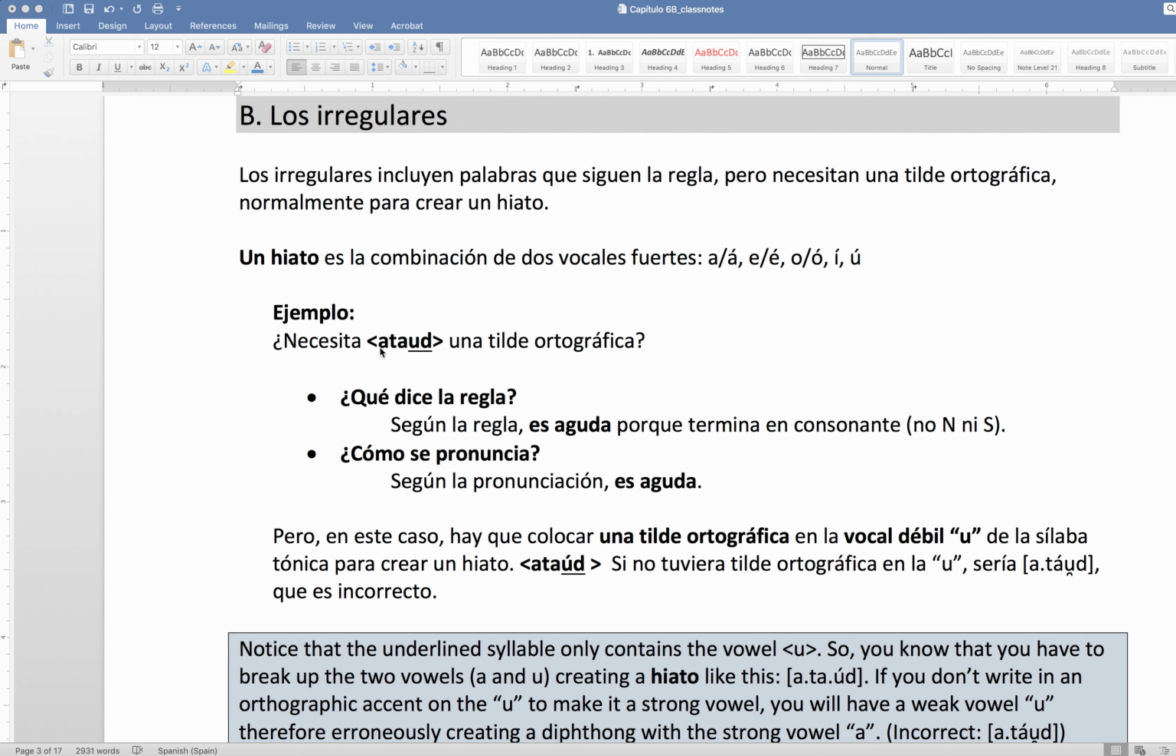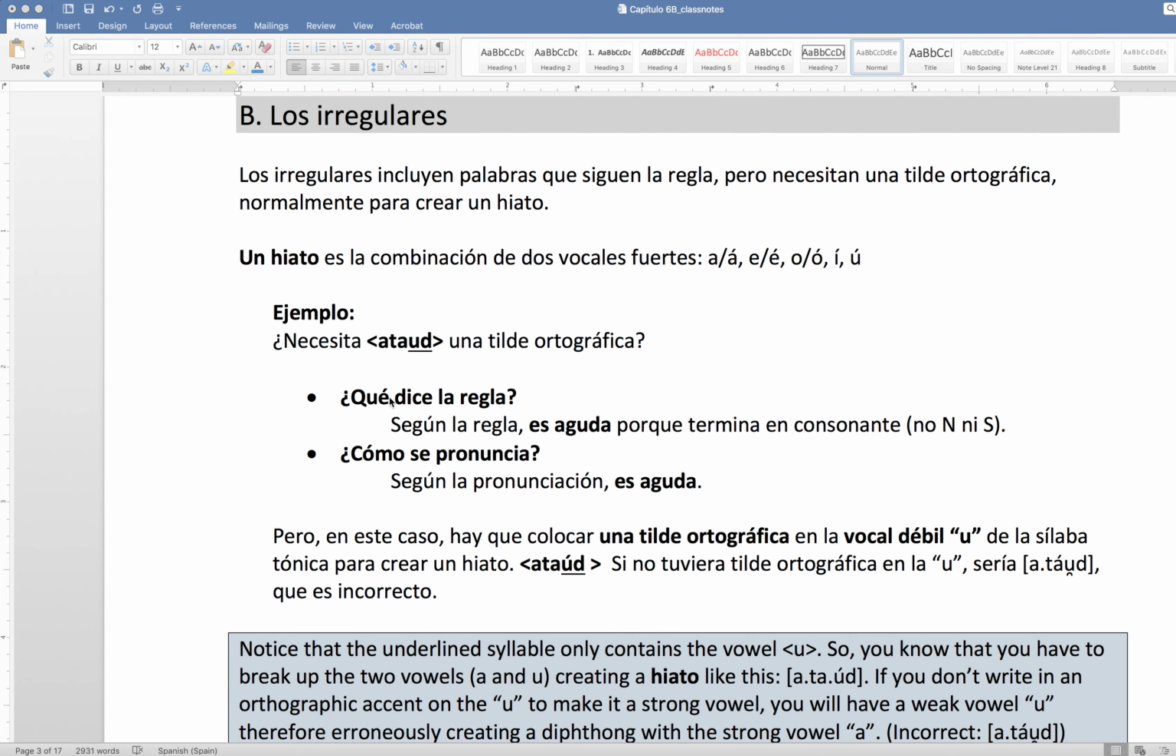My example that I have here is ataud. You can tell from how I underline this syllable, I'm only underlining the U and the D. That's a clear clue to you to show you that A and U are not in the same syllable. If it were all underlined, it would mean that it's in a diphthong, and this is incorrect. I am clearly underlining the U and the D to show that it's in its own syllable.